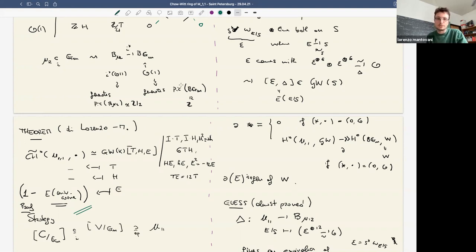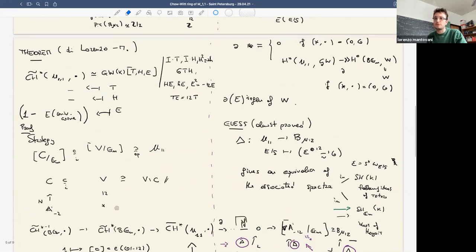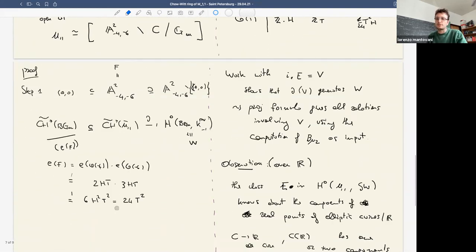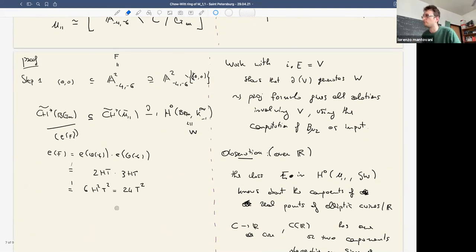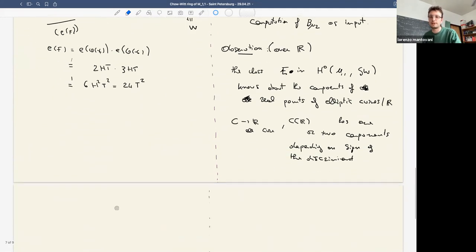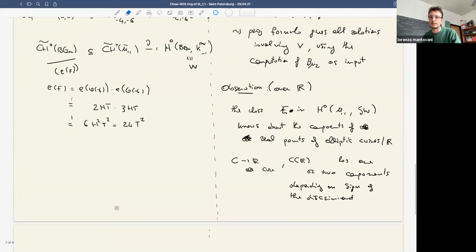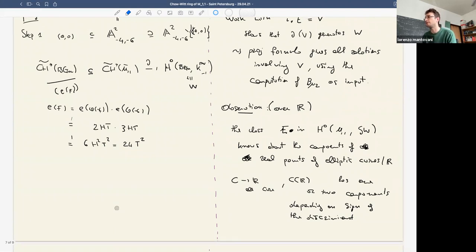right? So this is maybe a geometric application of all this business, that we can make sense of a class in codimension zero that knows about the connected components of our real elliptic curve, and that technically is the only new invariant over R.